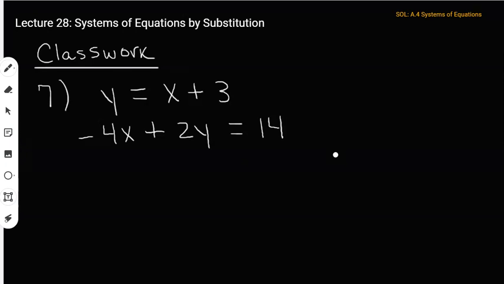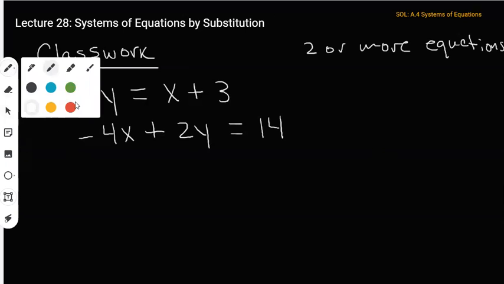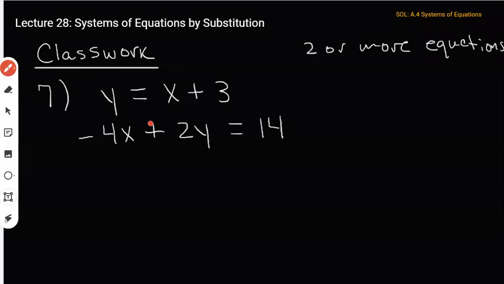So a system of equations is going to be 2 or more equations. And what we're going to be doing is substituting. So the first thing that we're going to do is underline the x plus 3 right here.